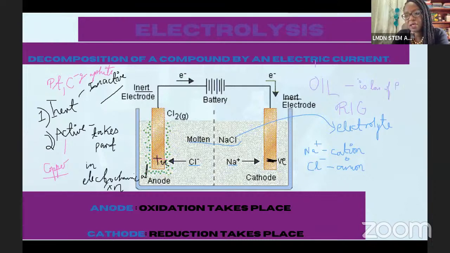Loss of E, and then the reduction is the gain of E, right? So always remember that, because that's the definition in terms of electron transfer, and that's what we're working on. We're doing electrochemistry. We care about electrons, what is going on from an electron transfer standpoint. So always remember, oxidation is loss, reduction is gain.